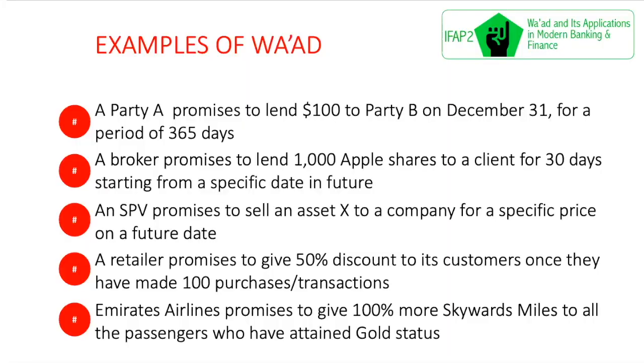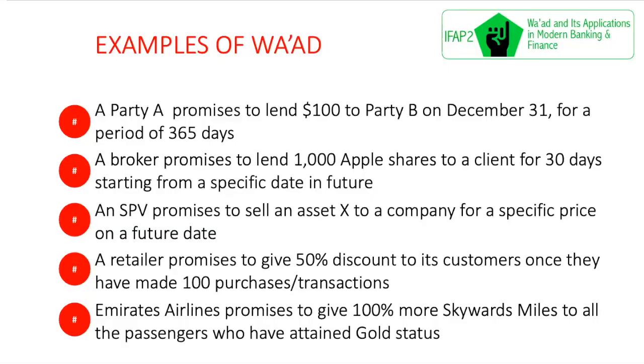For this to become binding, you must have incurred a liability, and you must be able to demonstrate that you have actually made some arrangements after taking that promise from me. So second example, a broker promises to lend 1,000 Apple shares to a client for 30 days, starting from a specific date in future. So example number one is about lending money, and example two is about lending another financial paper, a stock or share. This is possible as well, to promise to lend some money, or to lend some other financial instruments, as long as these instruments in themselves are Sharia compliant. So if Apple stock happens to be Sharia compliant, then I can promise to lend or to sell in future. So this is example number two.